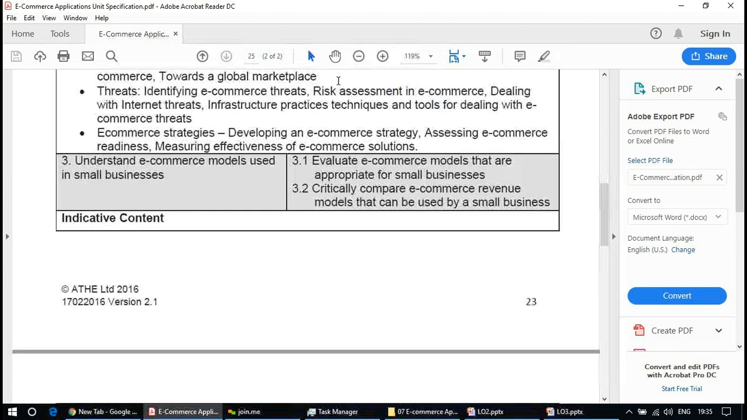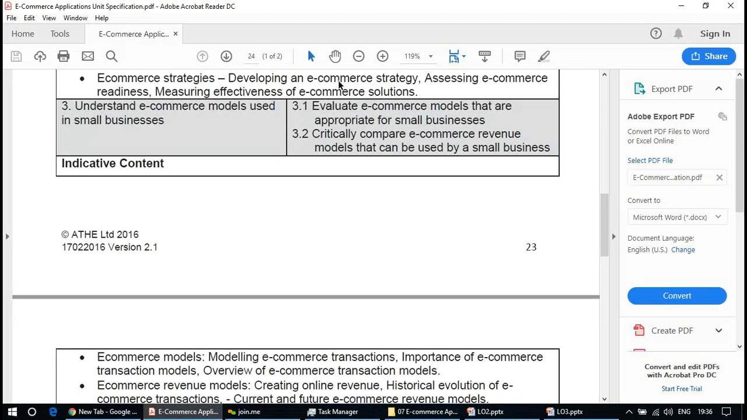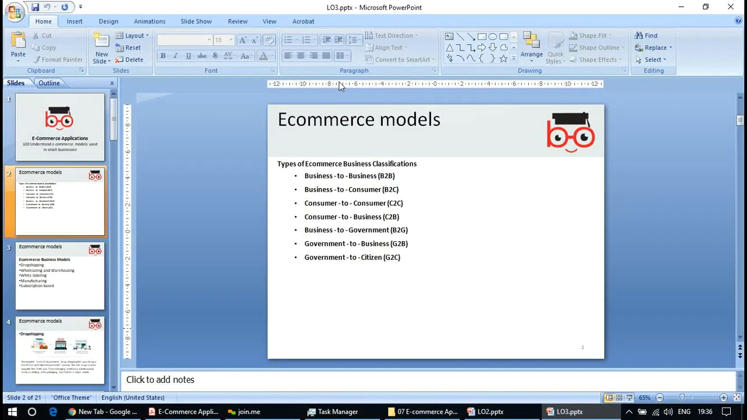So basically in e-com, there aren't too many models or strategies well defined. I mean, you will have difficulty finding the answer to whether these are models or classifications. After doing lots of searching on Google, what I found is that business to business, business to consumer, and these things we discussed earlier as well.